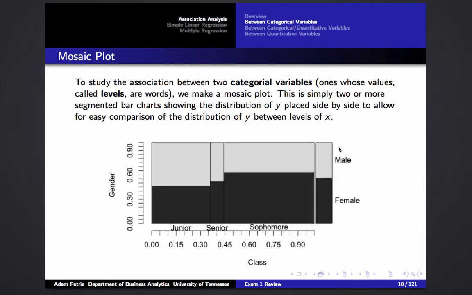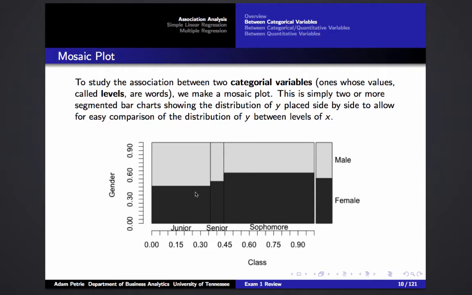So in this case, overall, it looks like slightly more than half of the people in the survey here were female, a little bit less than half were males. And so what we'd like to know is that if we know the individual's class, does that narrow down kind of what the proportion of males and females are? And so what we do is we look and we compare the segmented bar charts, the distribution of y for each level of x, with the overall distribution of y. And then also the segmented bar charts across each other here for each level of x. And the way that we can tell if there's an association is if the segmented bar charts look different as we go from left to right.